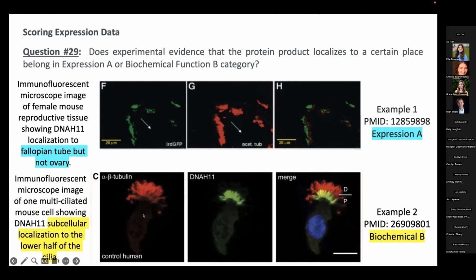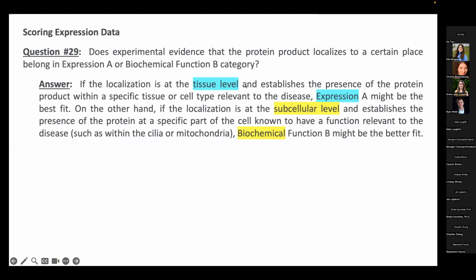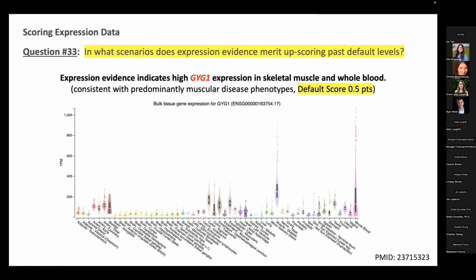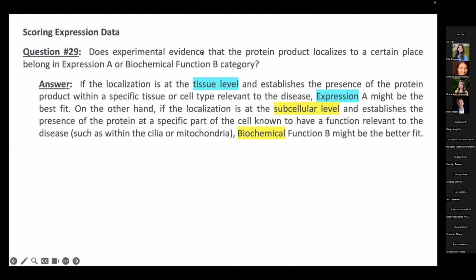So the answer to these 2 types of localization evidence is different. One of them is expression and one of them is biochemical. Here's how you make the determination. If it's at the tissue level, that sounds like expression evidence: it shows up in the right tissue. Whereas if it's subcellular, going to a structure like a mitochondrion or a cilium, that might be more biochemical. That might be the job that your gene is doing. And that's the answer to this question: when you have experimental evidence and it's localization, when is it expression and when is it biochemical?